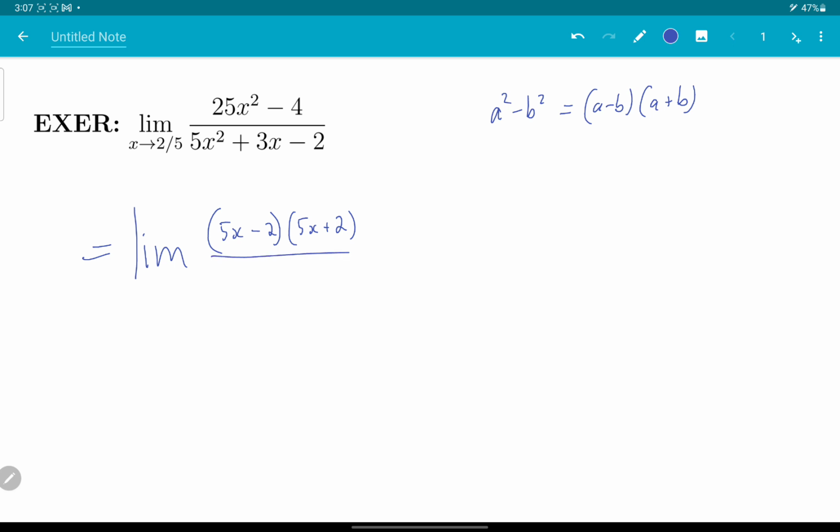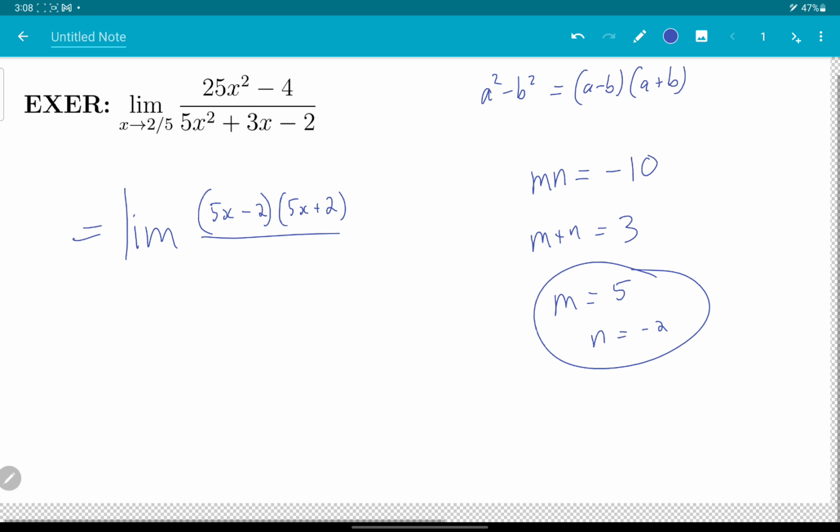Okay, on the bottom, I do what I would call a product sum factorization. So looking at this trinomial, I'm looking for two numbers, m, n. They multiply to this times this. So the multiplication gives minus 10, and the addition gives the middle number 3. So put my thinking cap on, and I get m is going to be 5, n is minus 2. Now what do I do with that?